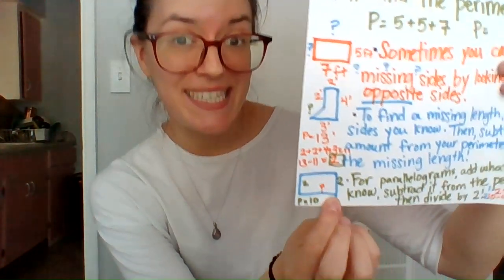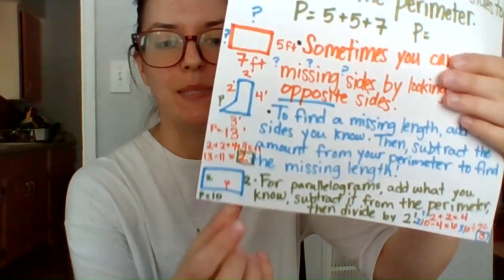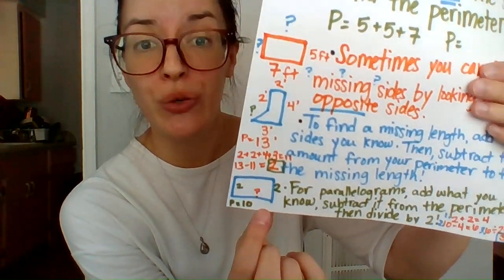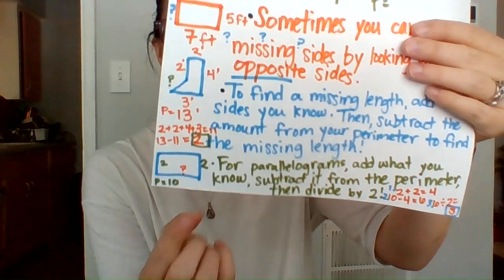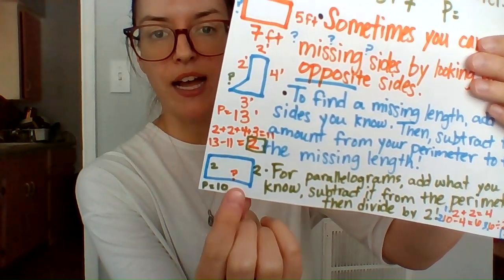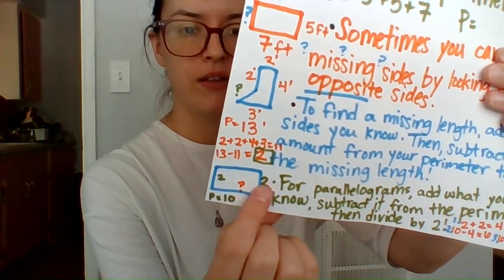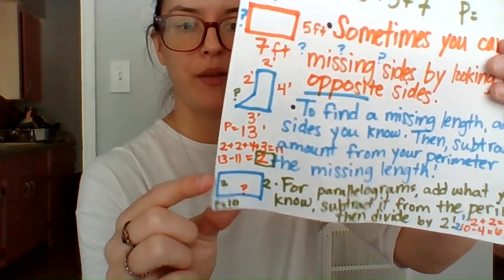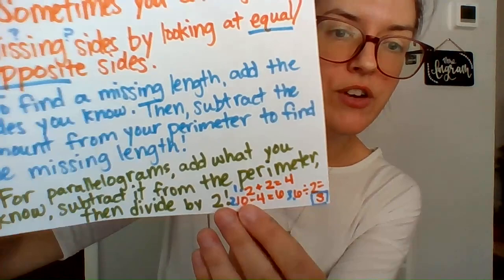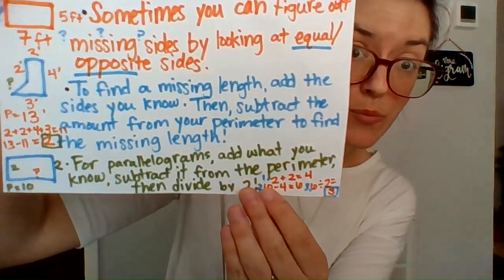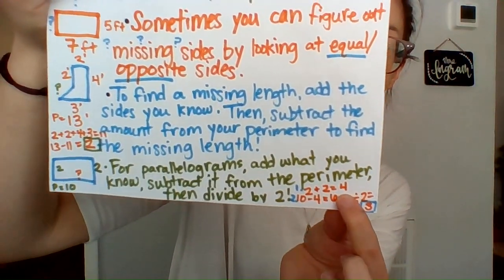The reason that we would need to divide by 2 is because we're actually finding 2 side lengths. So in this example, they gave us a perimeter of 10, and we have 2 over here, but we don't know our top and our bottom, so we would have to add first 2 plus 2. We added what we know. 2 plus 2 equals 4.